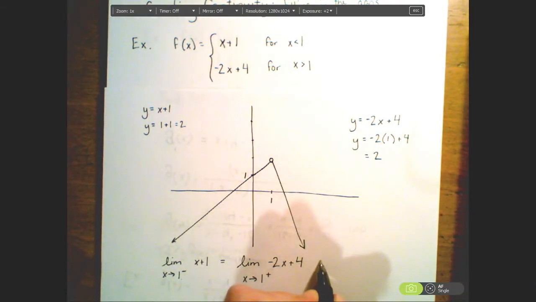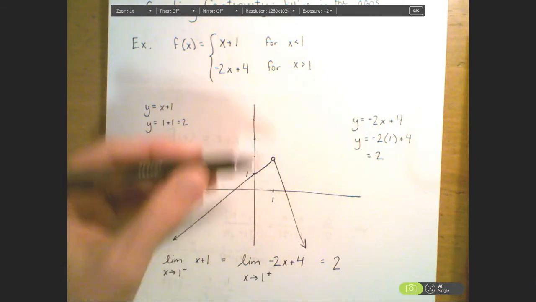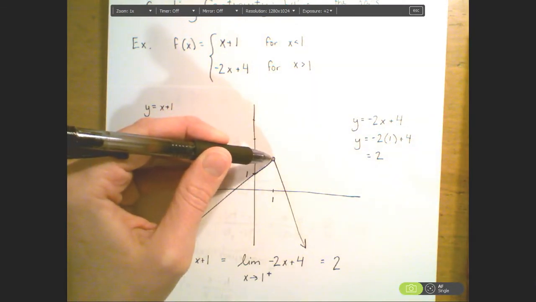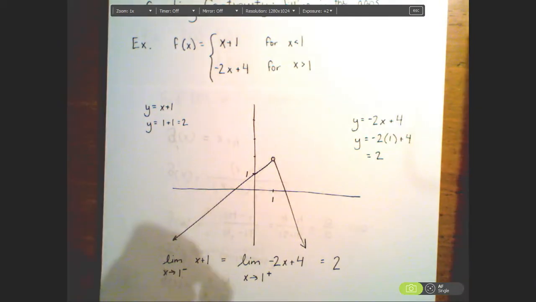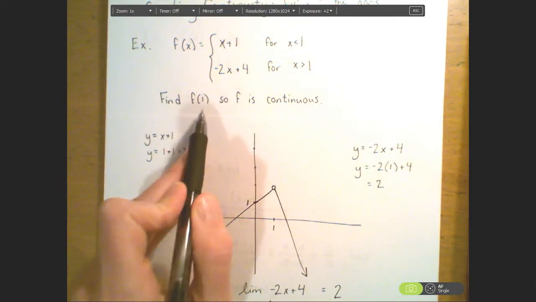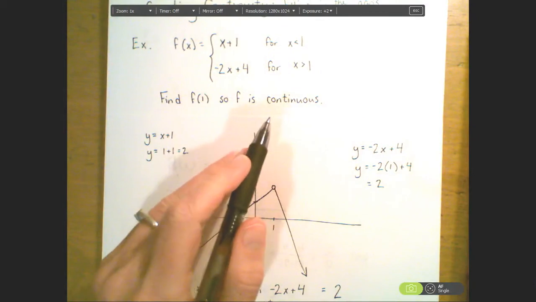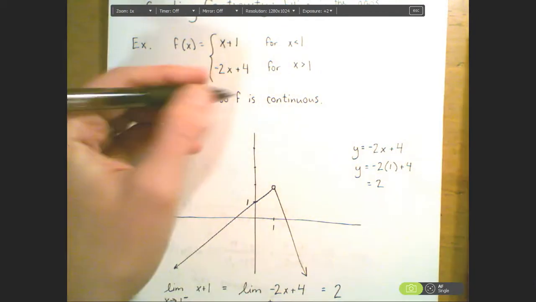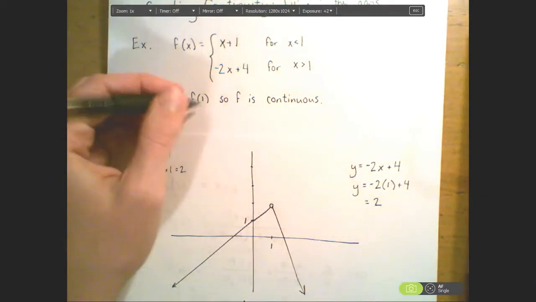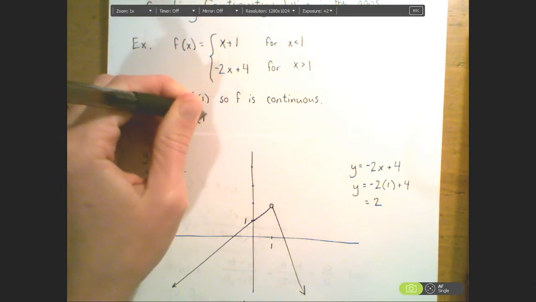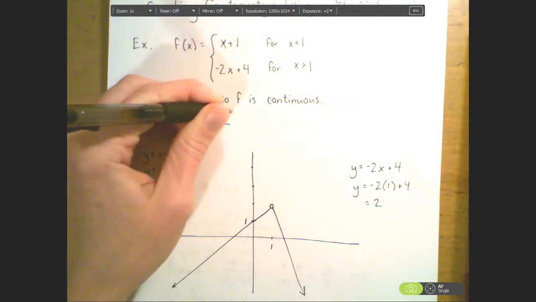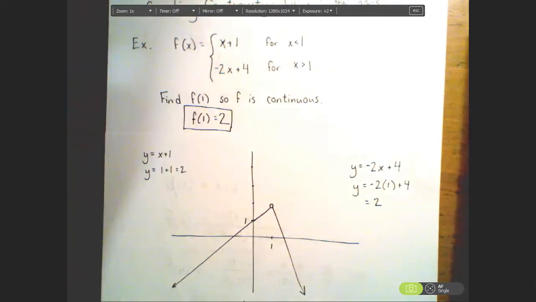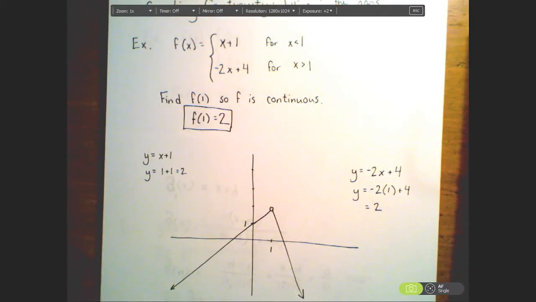Both those limits agree at 2, and so in order for us to make this a continuous function, it means that when we plug in 1, we would want that f of 1 value to be exactly equal to 2. Thus, to find our f of 1 so that f is continuous, we would have to write it as f of 1 is equal to 2. And that's it. Let's look at another example.